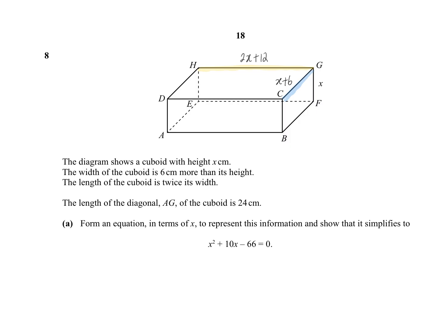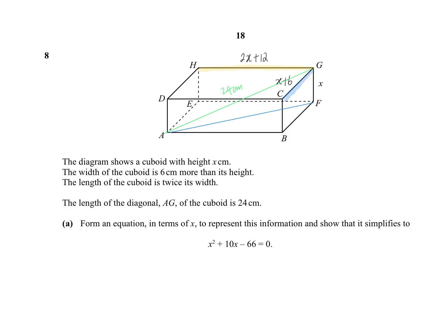Now they say the length of the diagonal is 24. So they never ask you to find it, they give you. The diagonal is here. Let me draw a green line. Okay, this is the diagonal, 24 cm. So find in terms of x an equation that will eventually simplify to that. I want to draw a right angle triangle that can help me solve the problem.